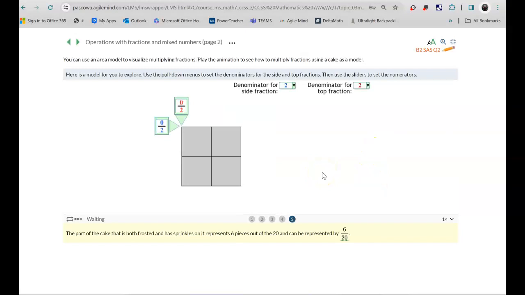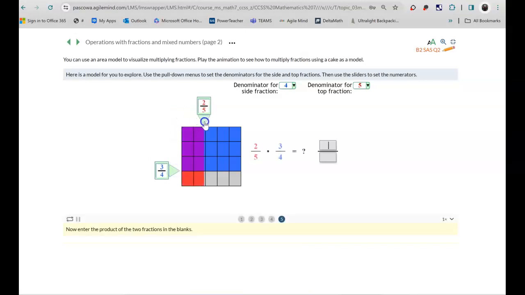So now we can try using this model for demonstrating multiplication. The first thing you're going to do is pick your denominator. I'm going to pick 4. And the denominator for the other one, let's see, I'm going to go with 5. Okay, and then I'm going to move my slider. So how about, what is 3/4 times 2/5? Wait a minute, we already know that one. How about 3/4 times 4/5?